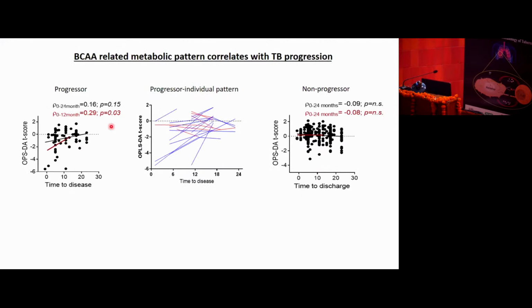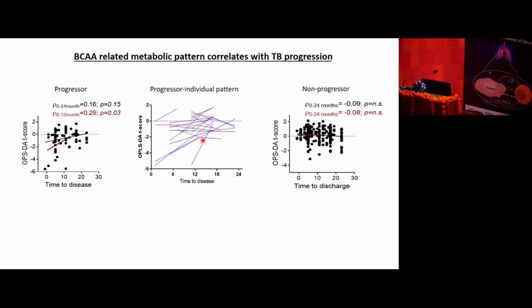Further, we checked whether it changes as a person is progressing to the disease. You can see that within 1 year of progression, they highly correlate with the OPLS-DA score, but we don't see any correlation with the non-progressor. That means insulin resistance is increasing in the TB patients as they are progressing to TB. And these are the individual patterns.